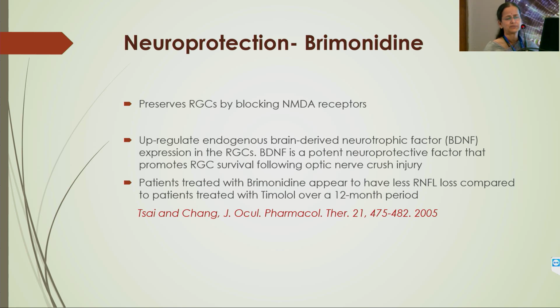Another mechanism for which brimonidine is favored is neuroprotection. It preserves the retinal ganglion cells by blocking the NMDA receptors, and it also causes upregulation of the endogenous brain-derived neurotrophic factor expression in the retinal ganglion cell, and BDNF is the one which promotes the survival of the RGCs in optic nerve crush injury. One study by Sai and Chang showed that patients treated with brimonidine appear to have less retinal nerve fiber loss compared to the patients treated with timolol over a 12-month period.